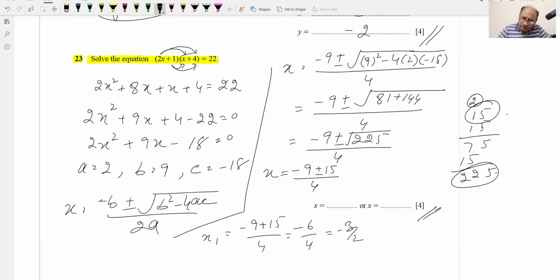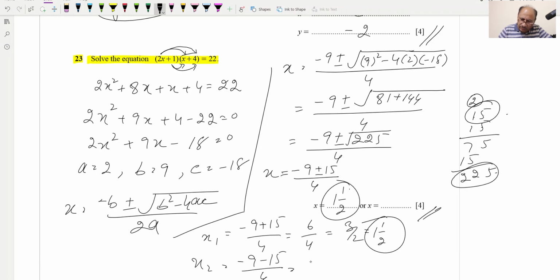So 3 by 2, basically it should be plus, not minus, because 15 is plus. So this will be 1 whole 1 by 2. So one value will be 1 whole 1 by 2, and the second value x2 we can write as minus 9 minus 15 over 4, and this will be minus 24 over 4, which is equal to minus 6. So this value will be minus 6. This is the 4 marks part which we have done.